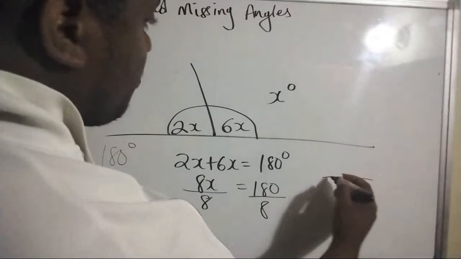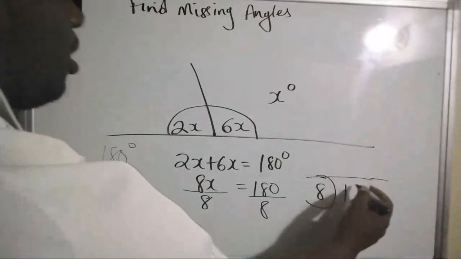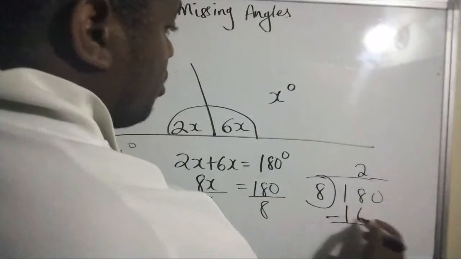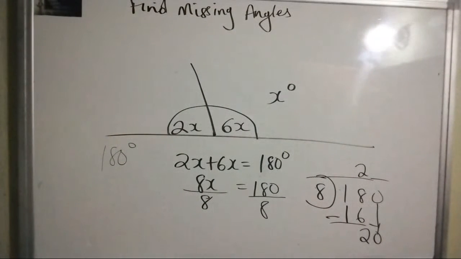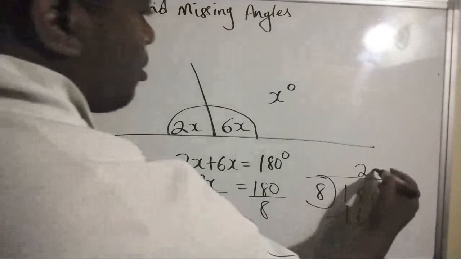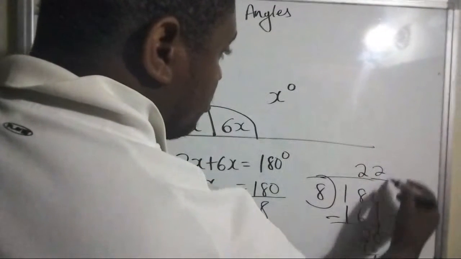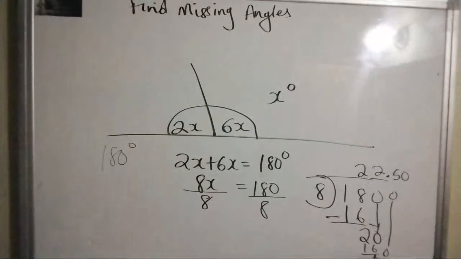Just do rough work over here so persons can see it. 8 into 1 you can't, so we go over to 18. So we get 2, 8 2s are 16. We now subtract, we get 2, carry down the 2, and then we say 8 into 20. That goes 2 times again, right? And 8 2s are 16. 4, put a point, carry down the 0, so it's 22.5. Alright, remember guys, angles on a straight line sum up to 180 degrees, so it's very important. So that works out to 22.5.